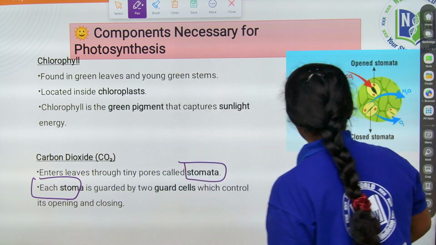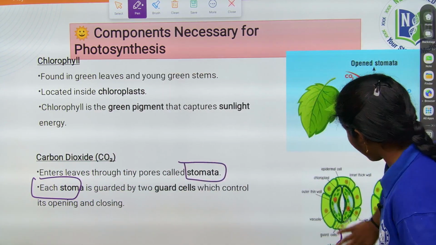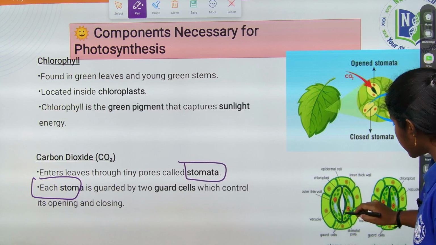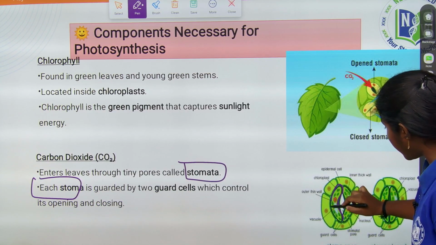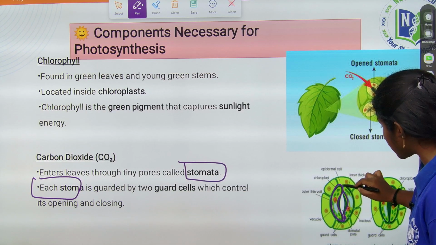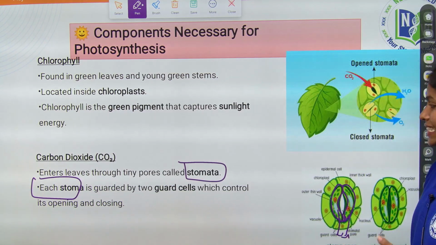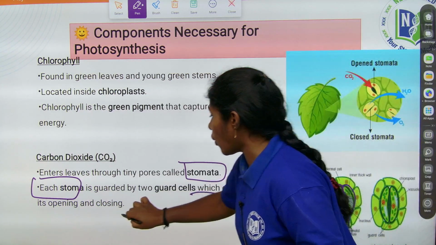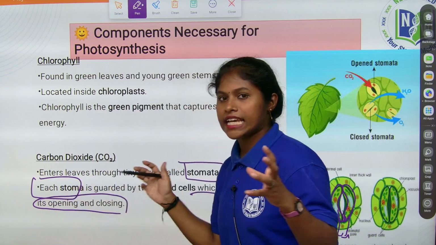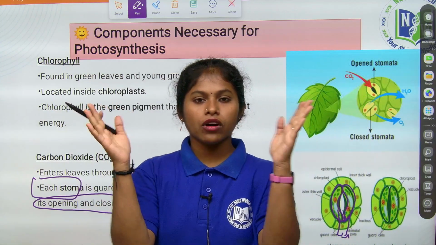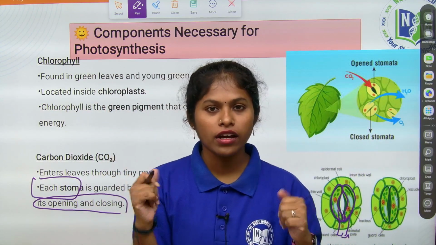The stomatal pore is guarded by the guard cells. These are the guard cells which are protecting it. So it is guarded by the guard cells, which control the opening and closing of the stomata. These guard cells are involved in the closing and opening of the stomata.